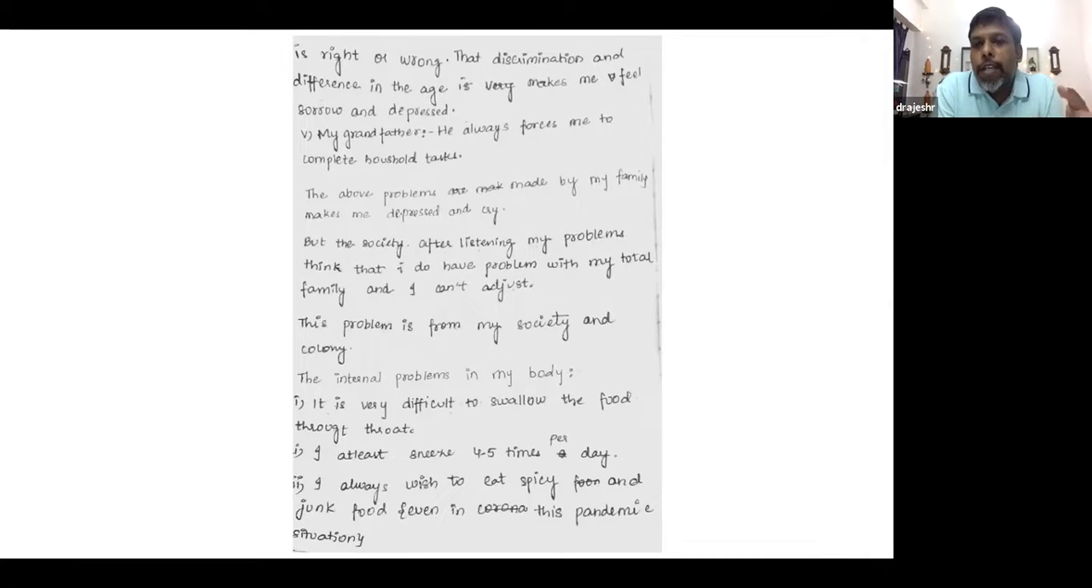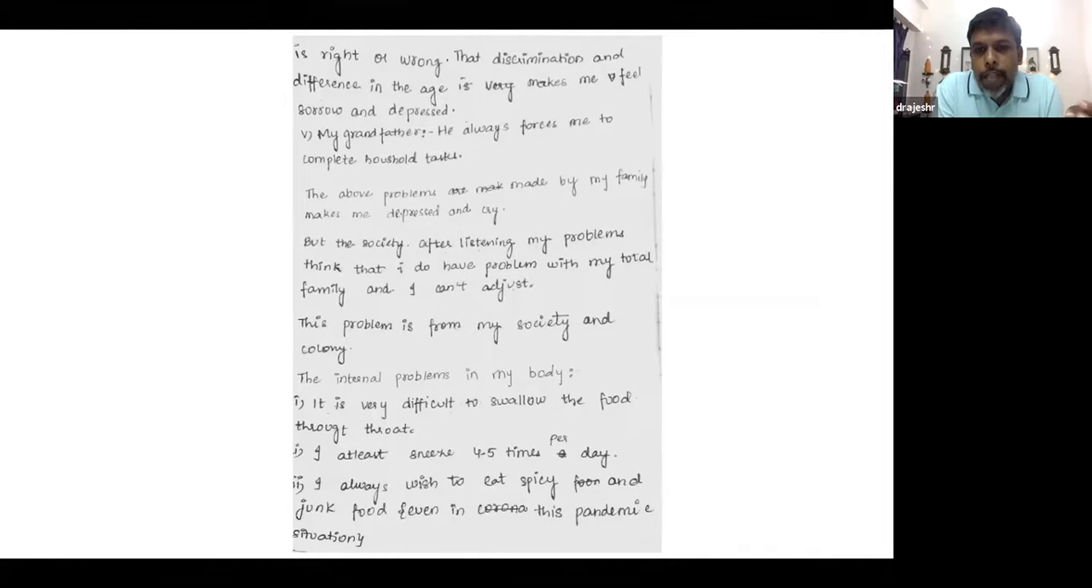And she's a good student, obviously, with a 13-year-old girl writing so eloquently and in such a detailed manner. You understand that she's obviously doing well in her studies, right? And she's a topper in the school. Even then, she's forced to do household chores at her grandparents' home, which is nearby. So then she writes, the above problems made by my family make me depressed and cry.